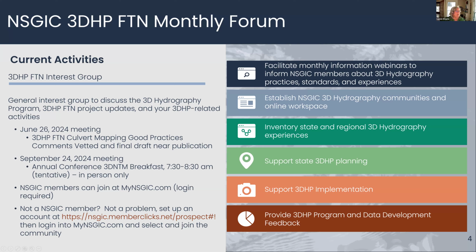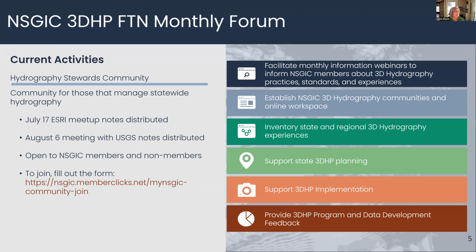And then we will meet again on September 24th during the annual conference. We'll have a 3DHP breakfast, in conjunction with the 3DEP for the Nation project, and that'll be 7:30 a.m. It is tentative for Tuesday right now, and we will update that if it changes, but right now it's tentative for Tuesday. You can always check the NISG Annual Meeting Conference. That is in person only. That meeting will not be recorded or televised.